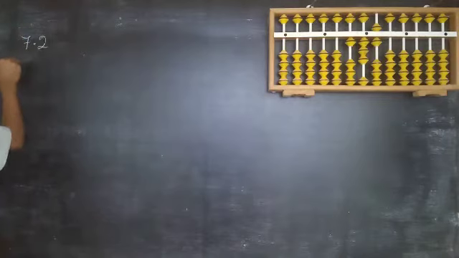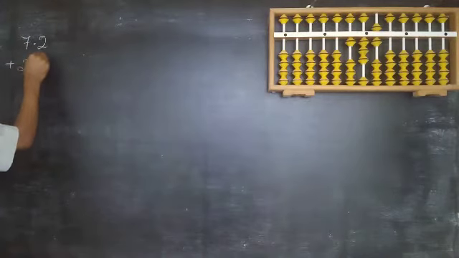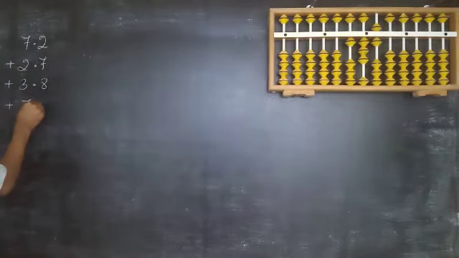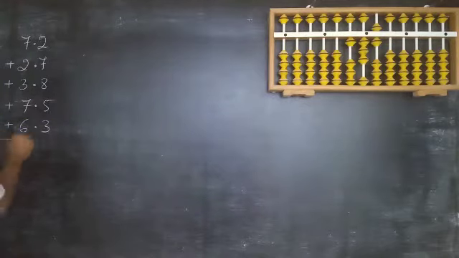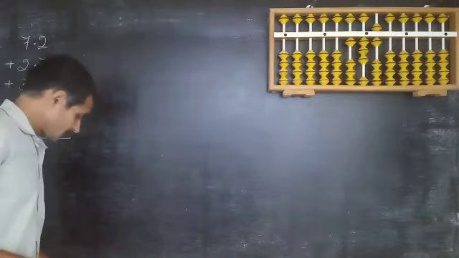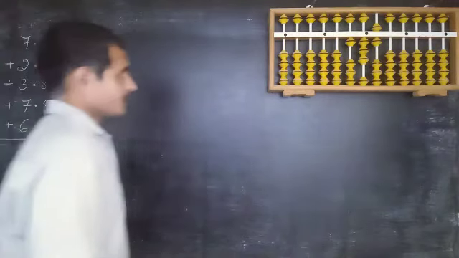7.2 plus 2.7 plus 3.8 plus 7.5 plus 6.3. Simple numbers I am taking here with a single first decimal place. Let us take.